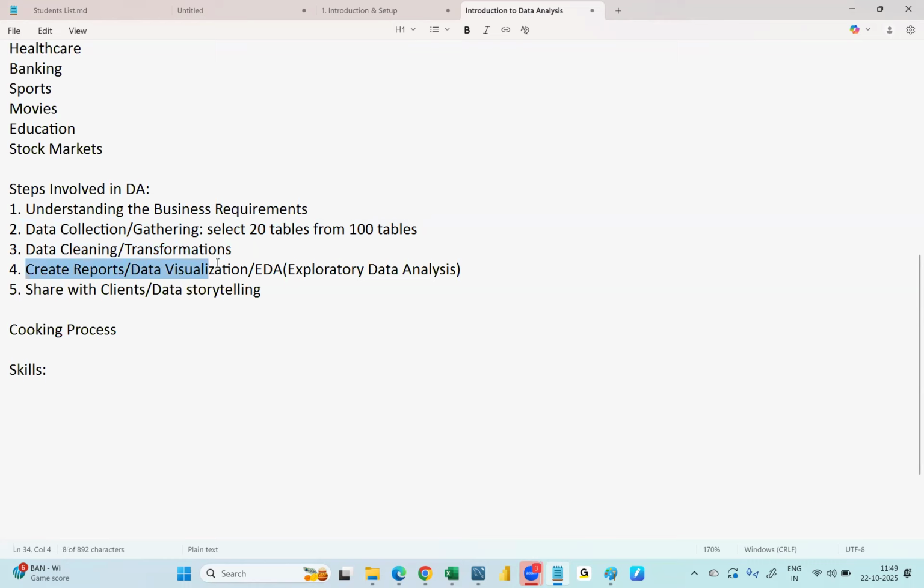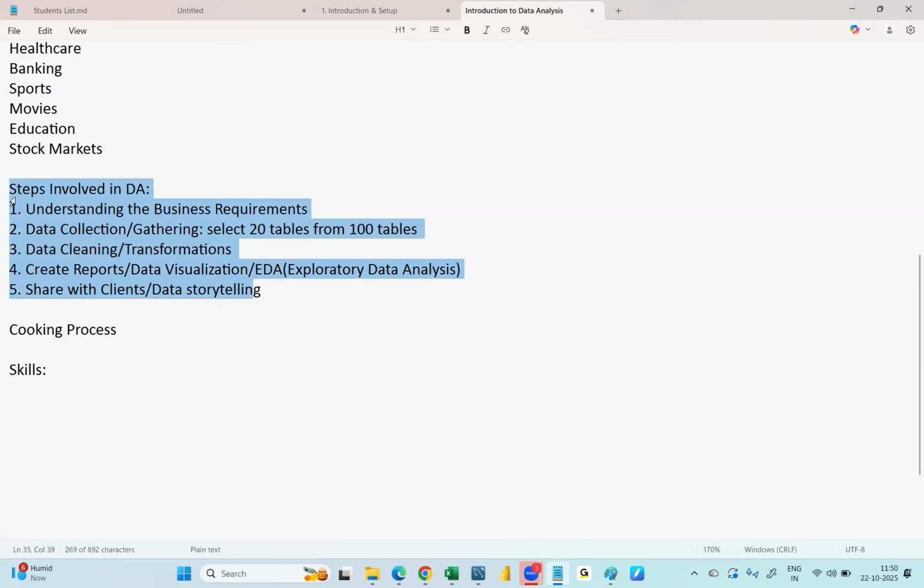cooking process. The fourth step, creating the reports or visualization. This step is actual cooking. You have kept everything on the stove and you have started preparing the food. So that is what in the end you're going to share with the clients, or provide to your family members. Whatever you have prepared. So that is what I'm telling here. The cooking process, whatever you observe in your day-to-day life, resembles the steps you perform in data analysis.